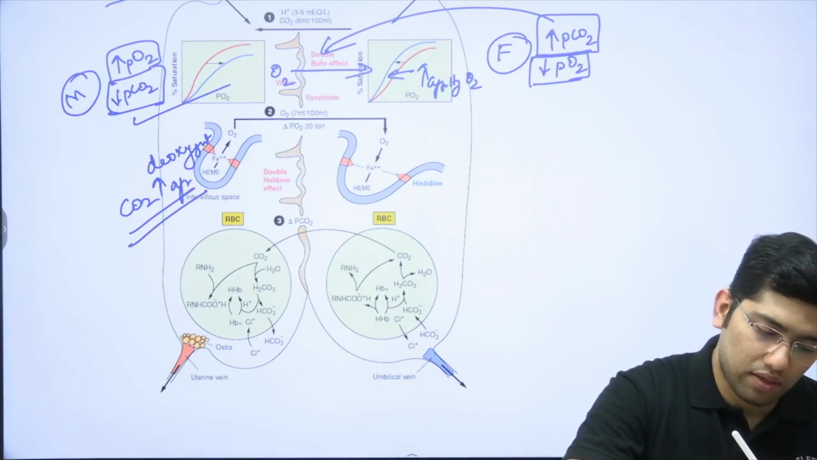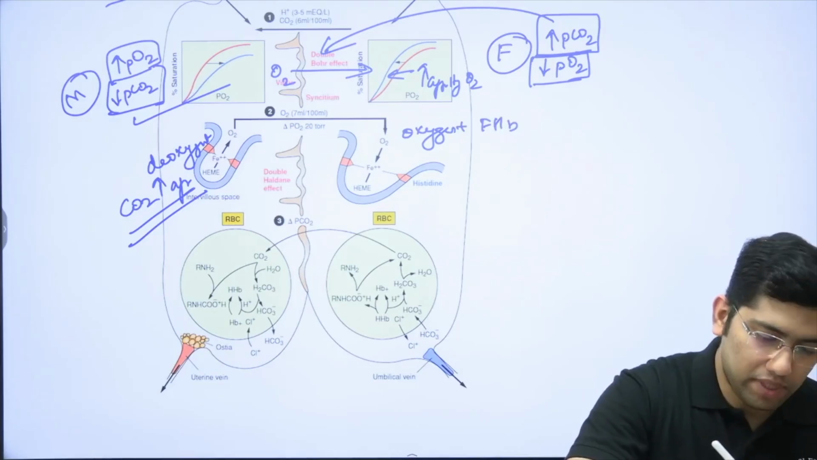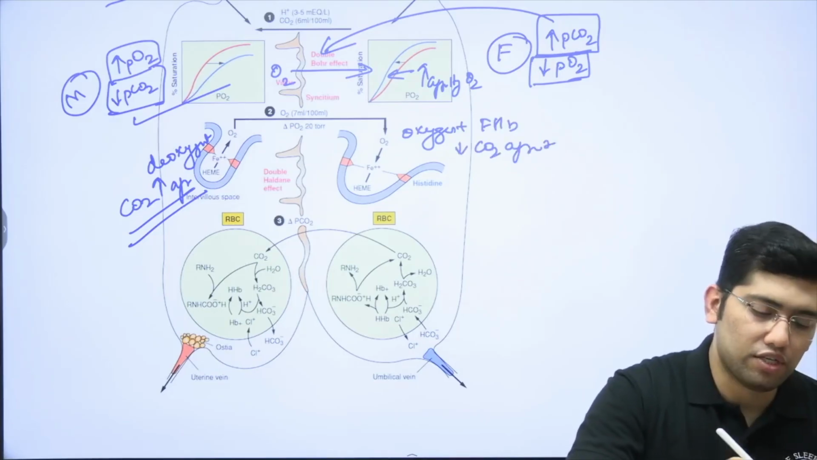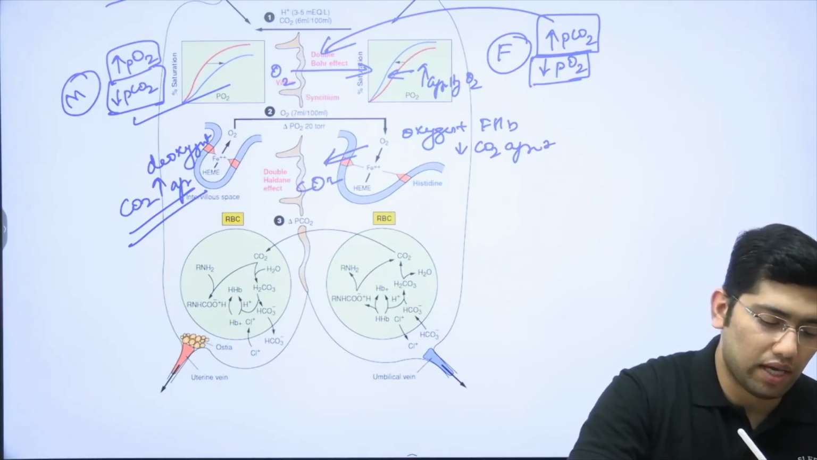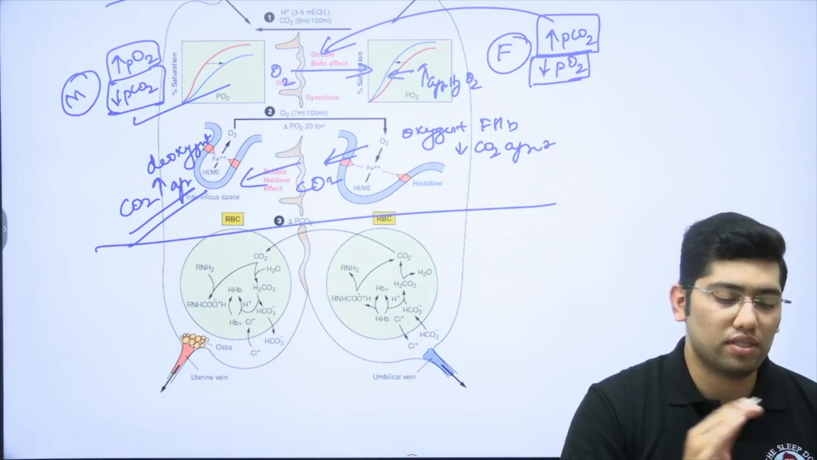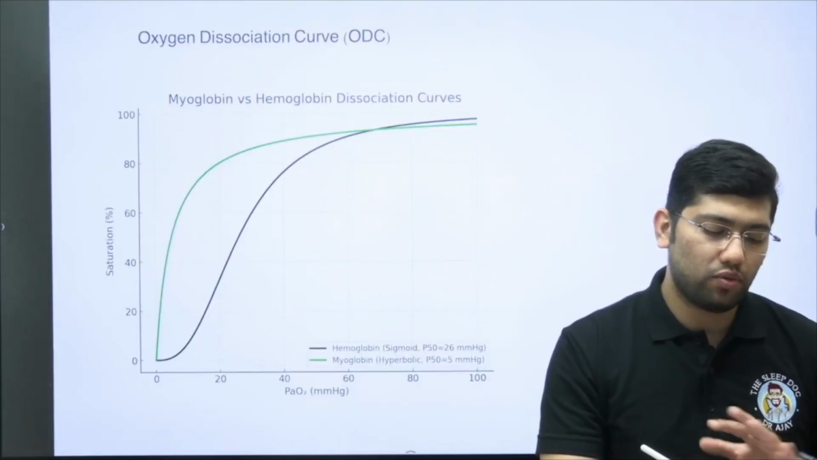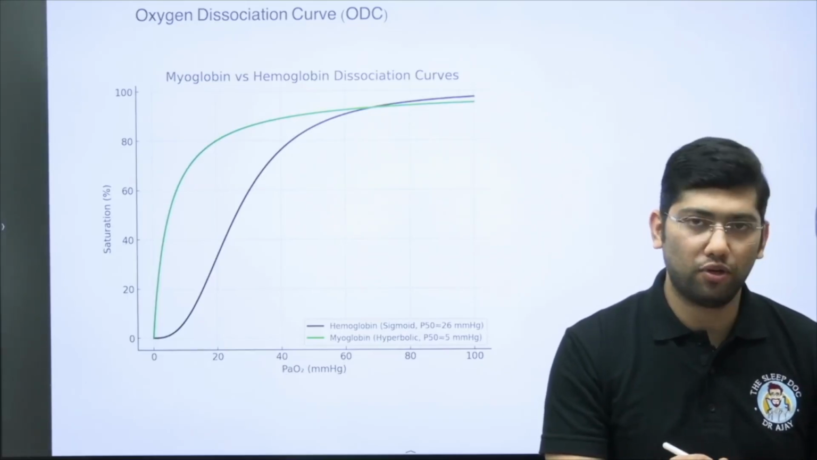Here oxygenation of fetal hemoglobin happens, then there is reduced CO2 affinity. So CO2 dissociates from fetal hemoglobin and gets transferred to the maternal side. So this is what is called the double Bohr and double Haldane effect. Let's come to the last part of the video, that is myoglobin and hemoglobin.